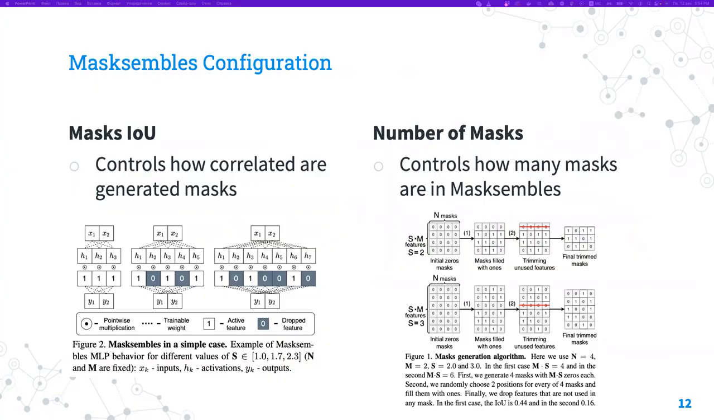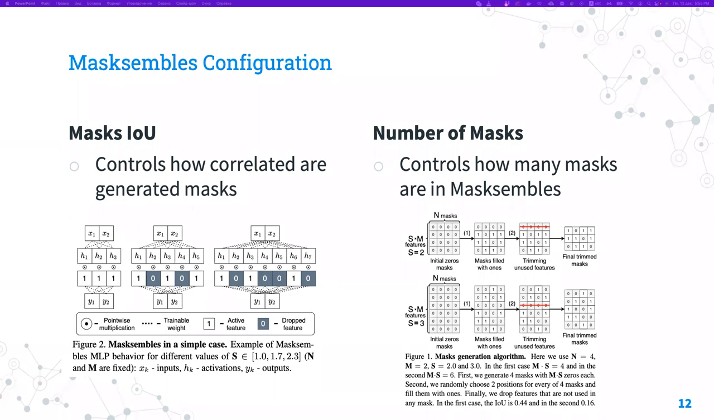Okay, just the visualizations of how it actually works in more detail. On the left, you can see that in general we have two parameters for our model, which have already been mentioned. One of those is masks IOU, which is basically the correlation between masks, and the other is the number of masks. On the left, you can see an example of a one-layer MLP, which has two-dimensional inputs and two-dimensional outputs. And we gradually decrease the correlation between models, which basically means that we increase the size of the hidden layer, so we decrease the correlation from one to some number. It's hard to say from this particular slide, but anyway, it's decreasing.